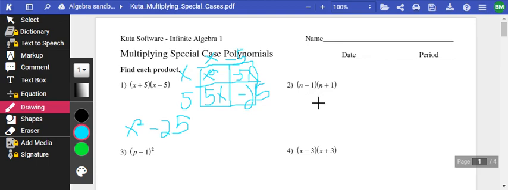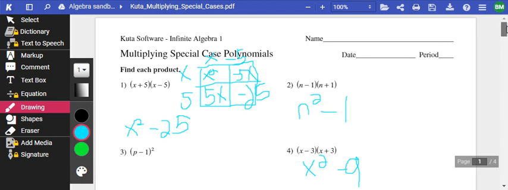Number 2, we've got n minus 1 and n plus 1. This is just going to give me n squared minus 1 times 1 is 1. Okay, it's a little more obvious with like number 4. X times x is x squared. 3 times 3 is 9, and we're going to put a negative 9 there. So that's just the pattern. When you have two polynomials where they have the same first and last term, but different sign in between.